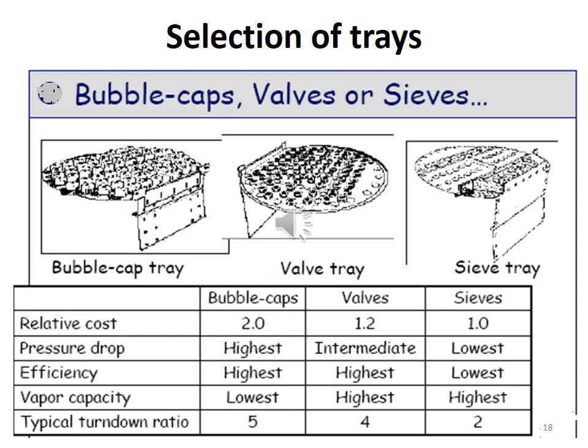In this slide, we will compare the overall efficiency of the three tray designs which we discussed in the last slides. The first tray design is a bubble cap design, the second is a valve cap design, and the third one is a sieve tray design. We will compare the overall efficiency of the three tray designs using the following parameters: relative cost, pressure drop, efficiency, vapor capacity, and a typical turndown ratio.